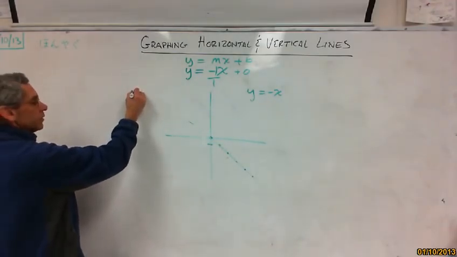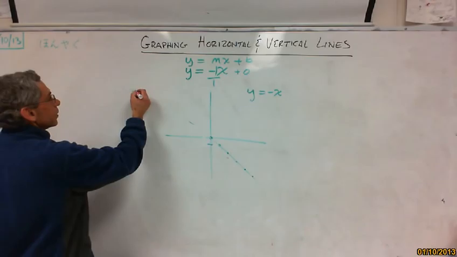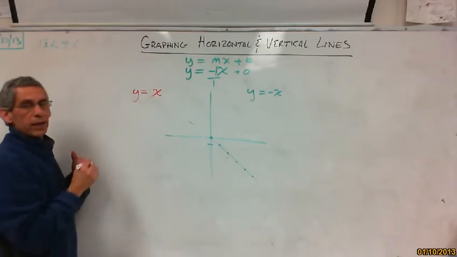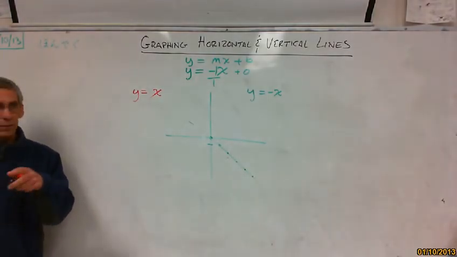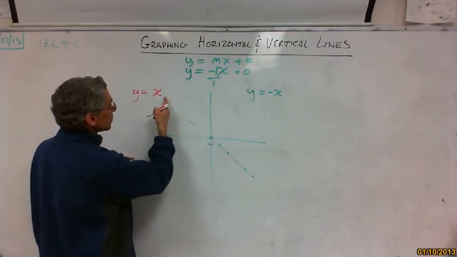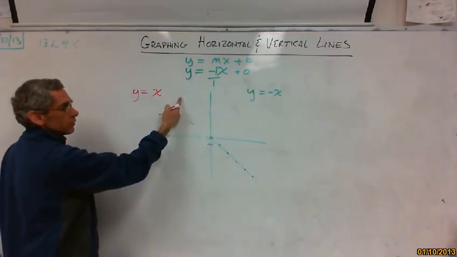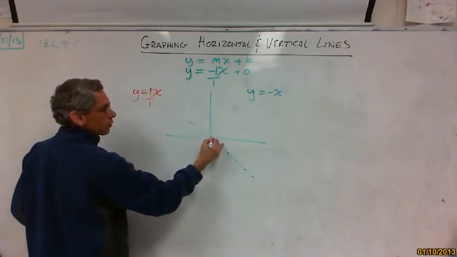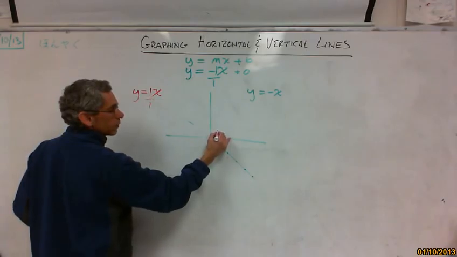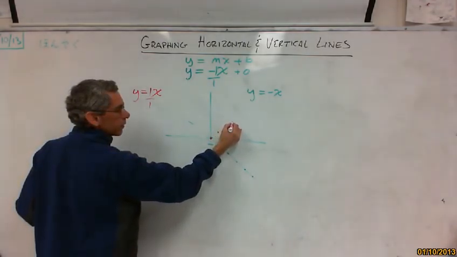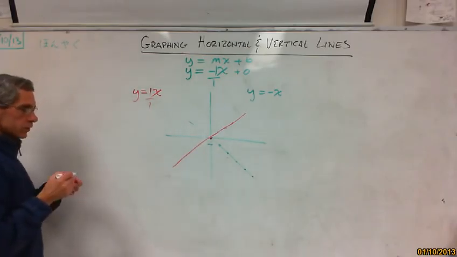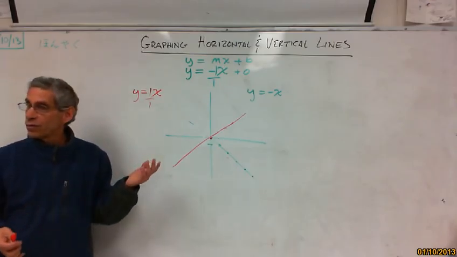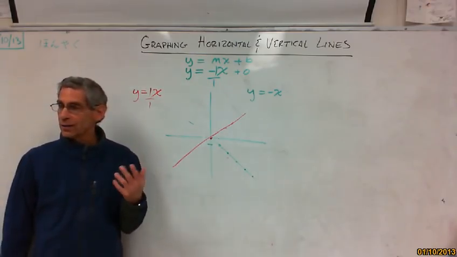So what if I did y, let's do this in red, y is equal to x? What would that look like? It'd be the same, only there would be a negative sign. My b is still 0. And then it'd be up 1, over 1. So it'd be the same, only going in a different direction. Look at that. So that's how you get a perfect x with a graph. You graph y equals x, and then you graph y equals negative x, and you have a perfect x.